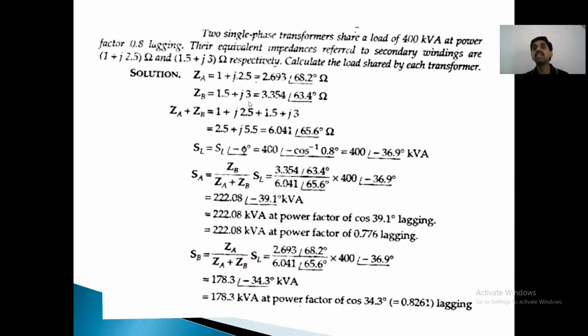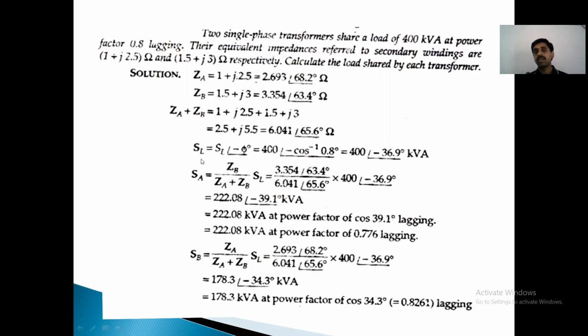Let us see. Two single phase transformers share a load of 400 kVA with power factor 0.8 lagging. Their equivalent impedances referred to secondary are given: Z01 for the first transformer and Z02 for the second transformer. Calculate the load shared by each transformer. First ZA, ZB, that means referred to secondary, you take. The important thing is that you first convert from rectangular coordinates into polar coordinates. Then if you sum up ZA plus ZB, you will get the polar coordinate like this.